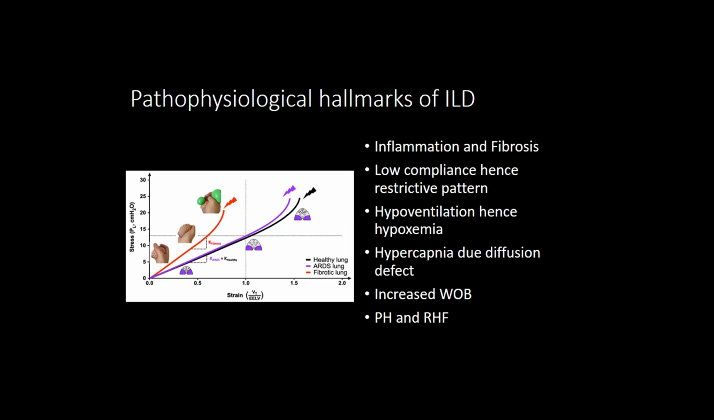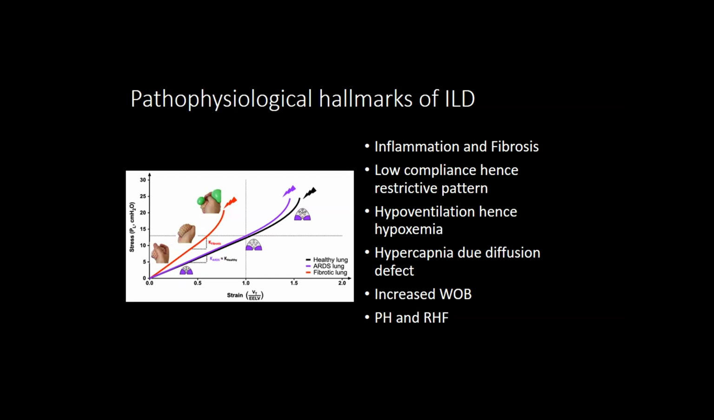So with all these changes, the lung becomes stiff and difficult to distend, what we call low compliance, hence a restrictive pattern. The patient actually has to work hard to breathe in, hence hypoventilation, and they end up with hypoxemia.